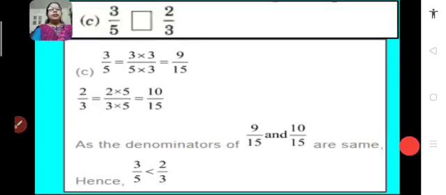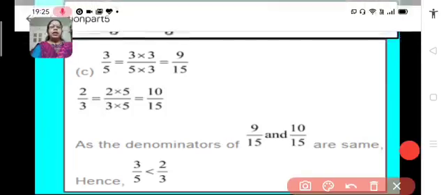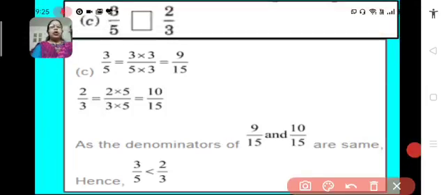Next, 3 upon 5 and 2 upon 3. Here we have two fractions with different numerators and denominators. In this case, what do we do? We find the LCM of the denominators. The LCM of 5 and 3 will be 15. So, we convert the denominators of both the fractions so that we get like fractions.